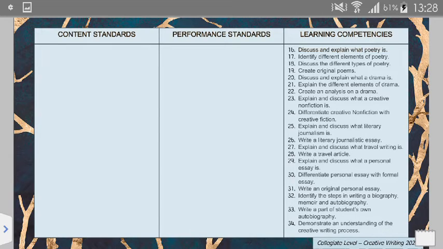The discussion is about tips for creative writing, and our learning competency is demonstrate an understanding of the creative writing process. As you can see in our examples, learning competencies are the knowledge and skills that the student should have learned after every lesson, like to write, explain, or demonstrate certain skills in order for the teacher to know if his or her students really learned in her lesson.